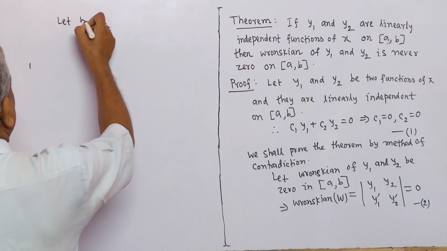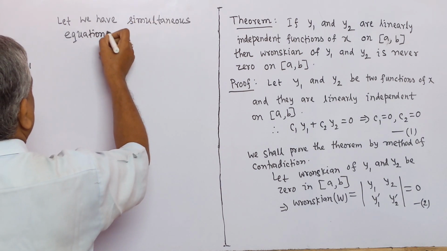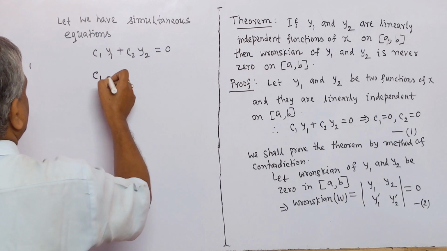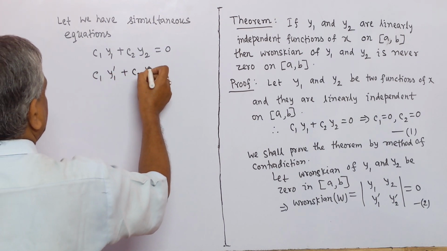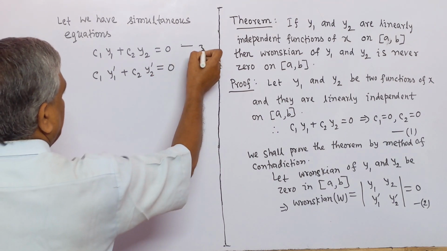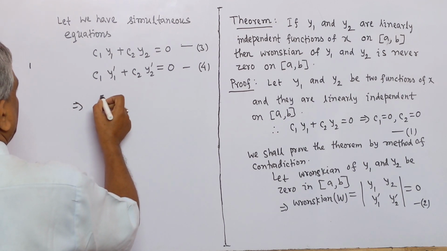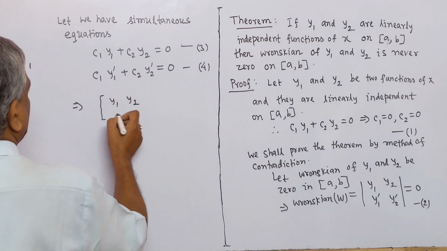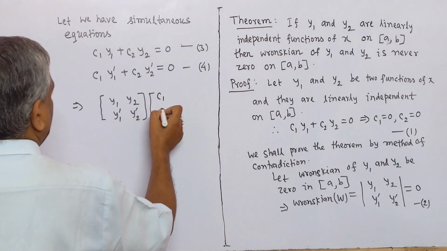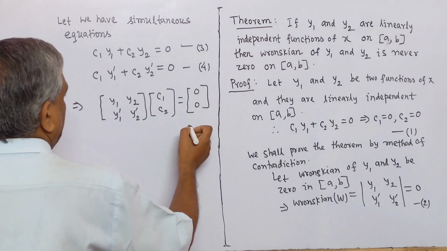Let we have simultaneous equations C1 Y1 plus C2 Y2 equal to 0, C1 Y1 prime plus C2 Y2 prime equal to 0. Let this be number 3, this be number 4. This implies that the matrix Y1, Y2, Y1 prime, Y2 prime times the column matrix C1, C2 equals the column matrix 0, 0. This is number 5.